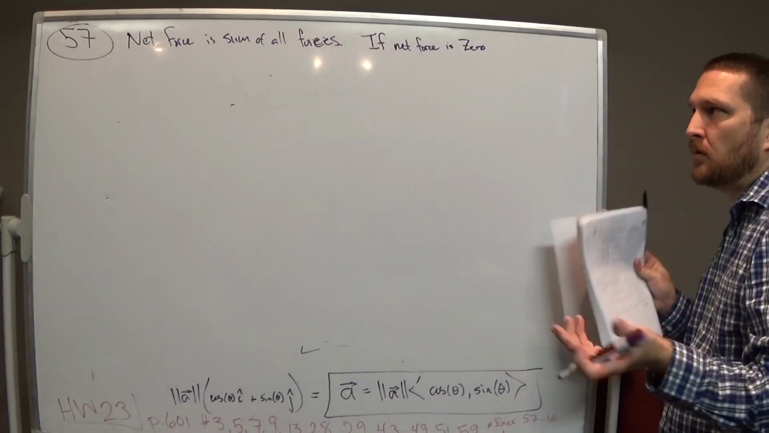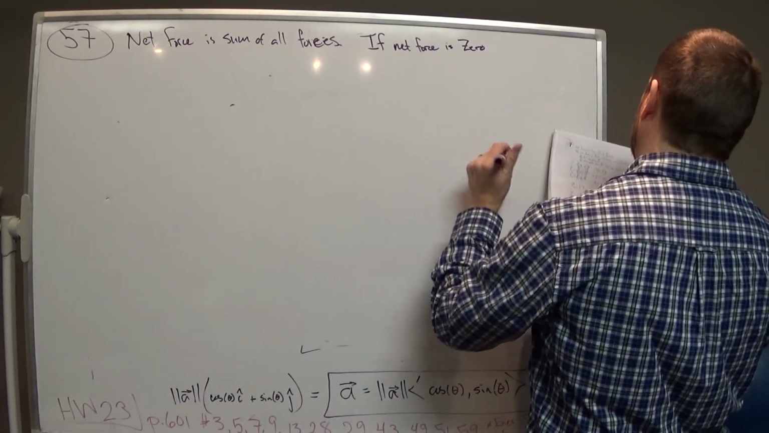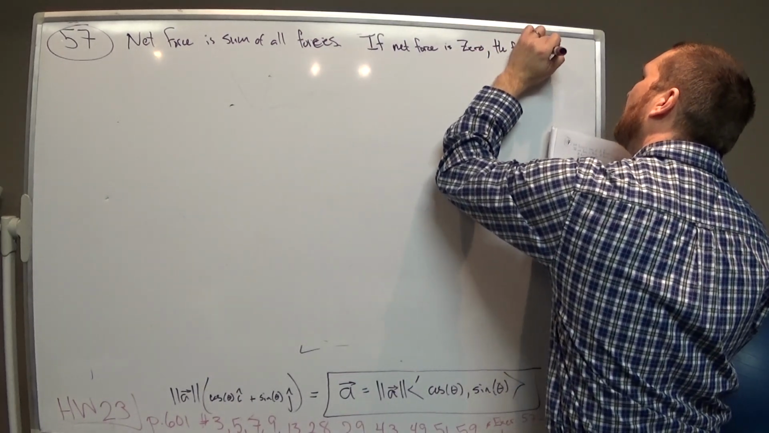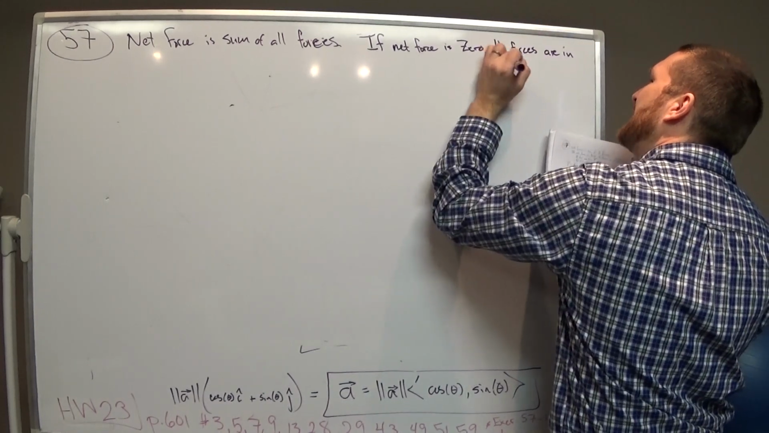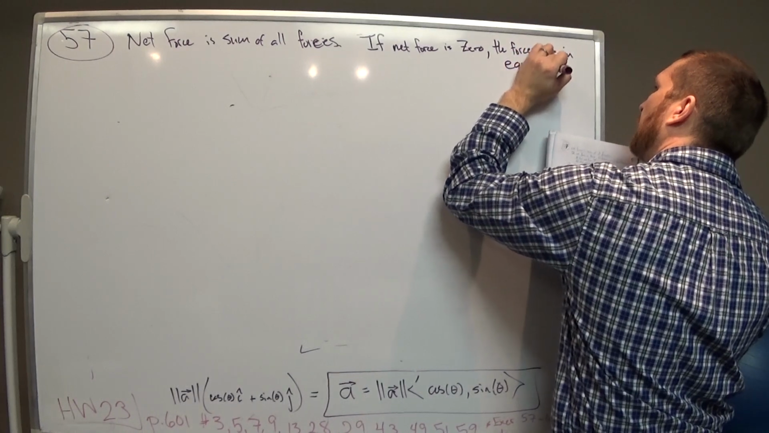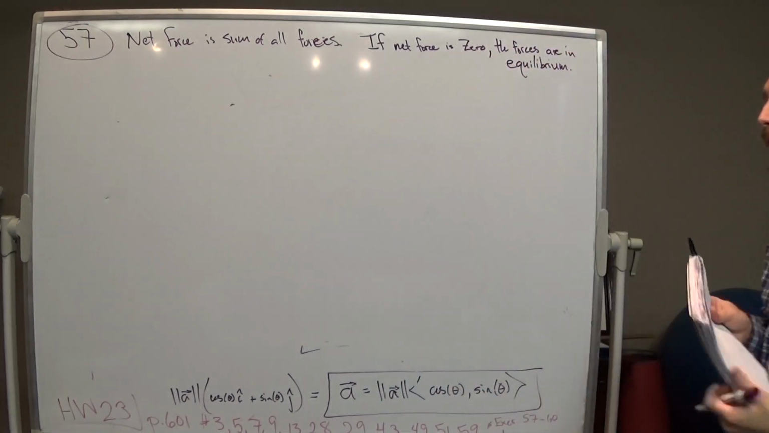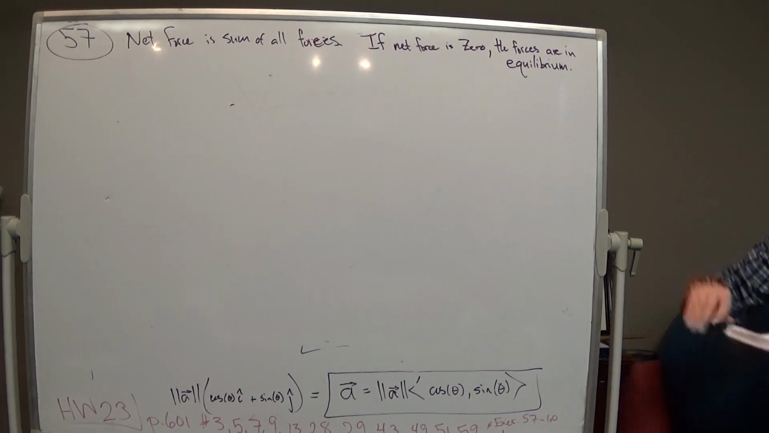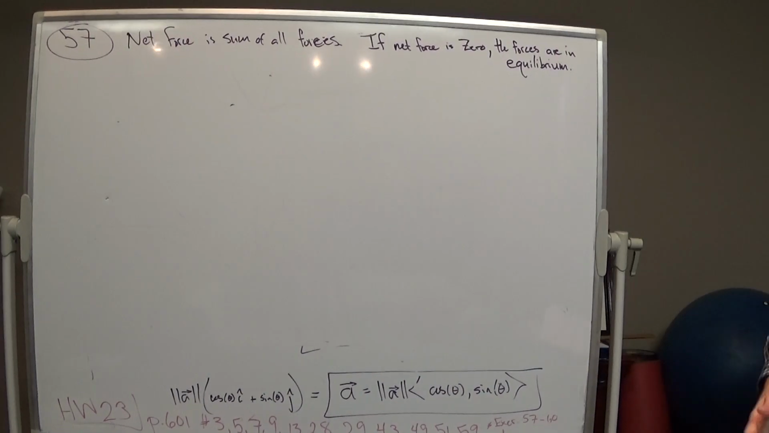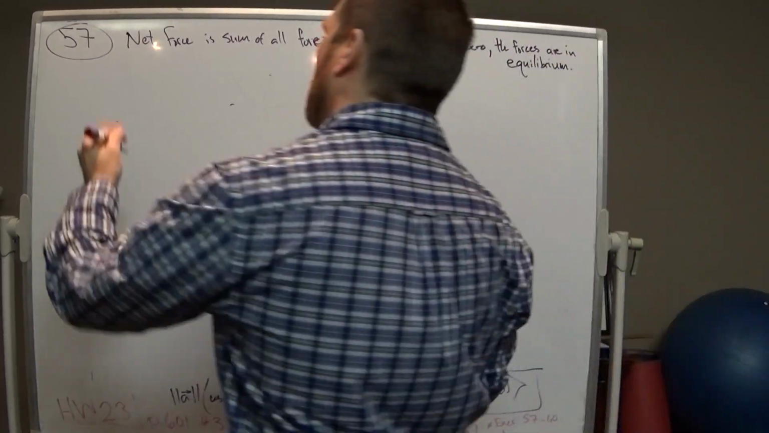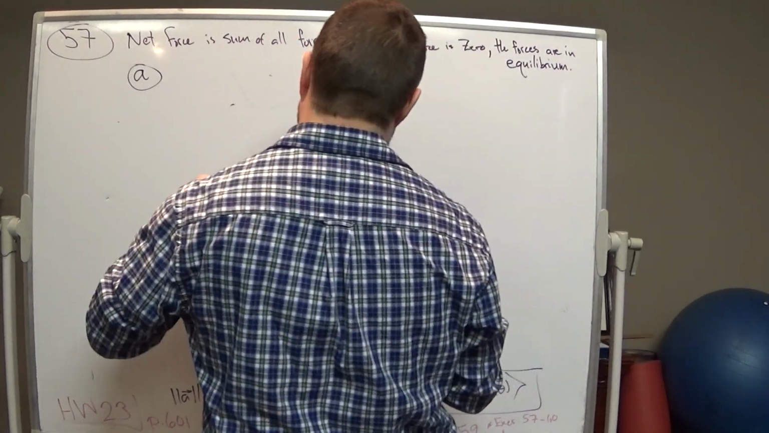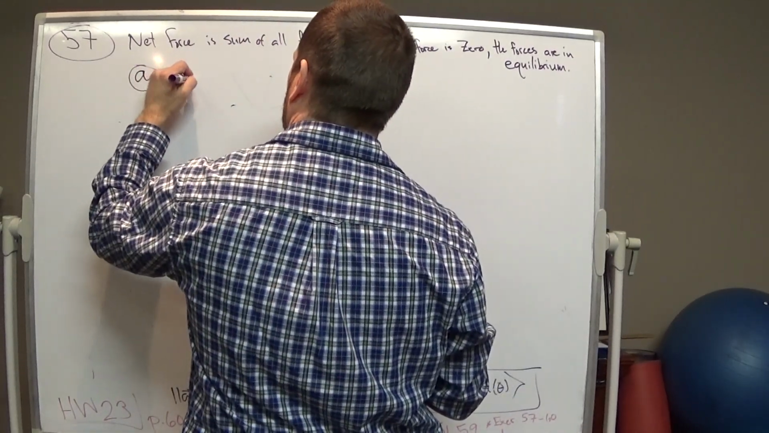It adds up to 0, 0, right? If the net force is 0, then the forces are said to be in equilibrium. Okay? So, if you have a bunch of forces acting on something and that net force is 0, the forces are said to be in equilibrium. So what they do is this. They're going to give you a bunch of forces and they're going to say, number one, find the net force.